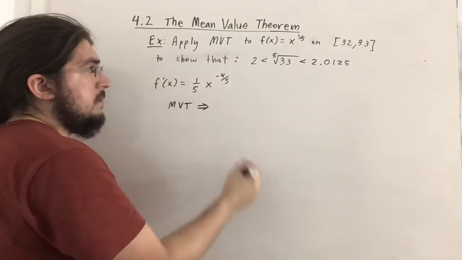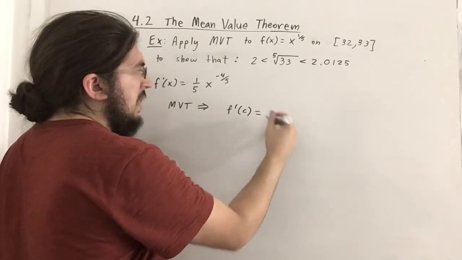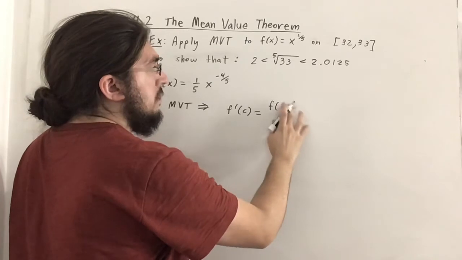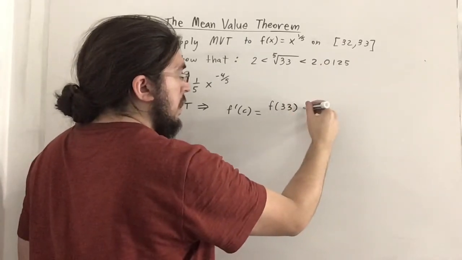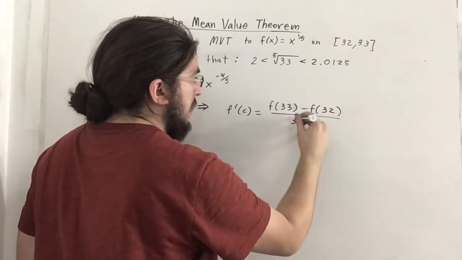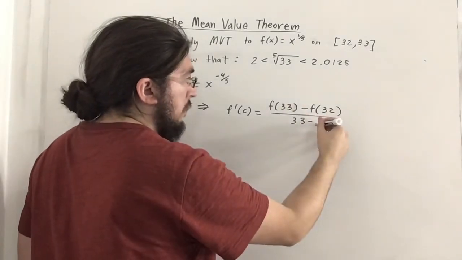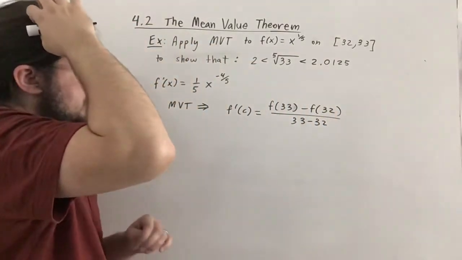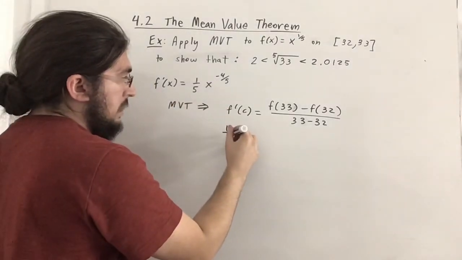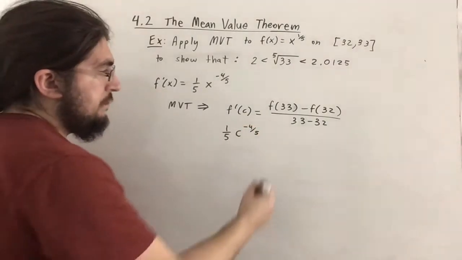Mean value theorem says that there exists a c such that f prime of c is equal to, it's b minus a, so it's going to be f of 33 minus f of 32 all over 33 minus 32. I'm just following my nose here. I don't really know where this inequality is going to come from, but we can try to figure this out together. Notice f prime of c is just this, where x is equal to c, so it's 1/5 c to the negative 4/5. So that's going to be fun.